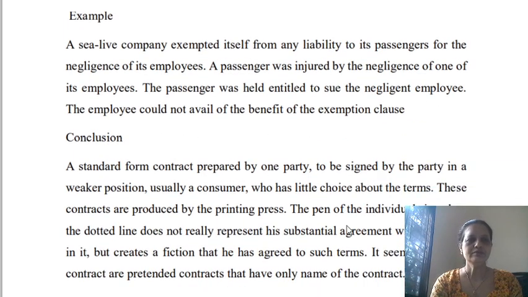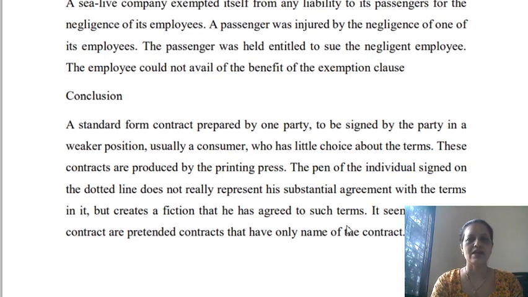Example: a sea liner company exempted itself from any liability to its passengers for the negligence of its employees. A passenger was injured by the negligence of one of its employees. The passenger was held entitled to sue the negligent employee. The employee could not avail of the benefit of the exemption clause.